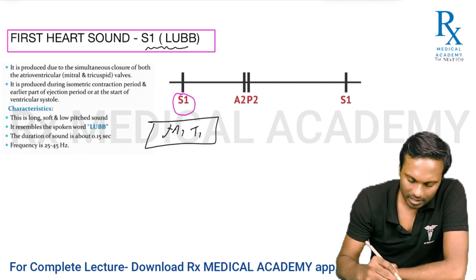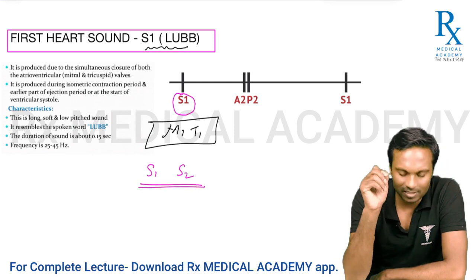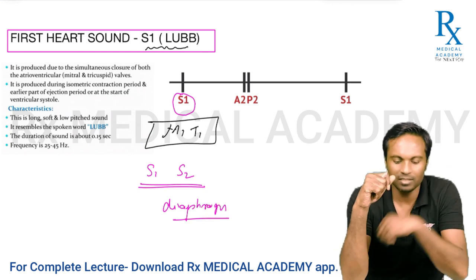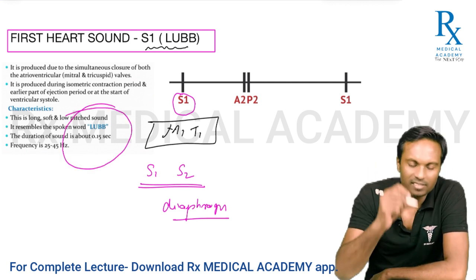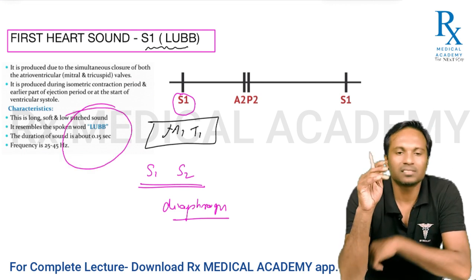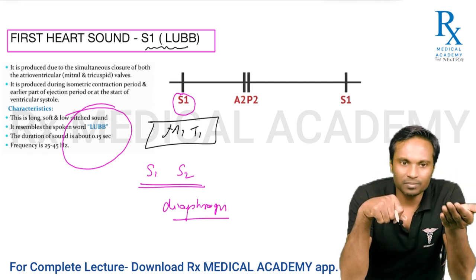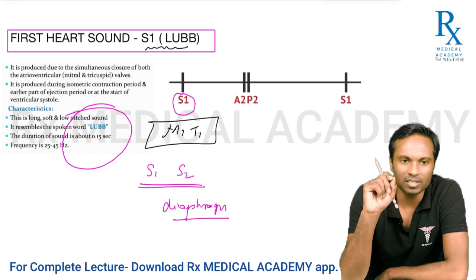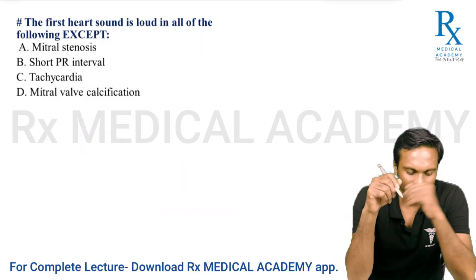I have already mentioned that S1 and S2 will be better appreciated with the help of the diaphragm, whereas S3 and S4 will be better appreciated with the help of the bell of the stethoscope. So this is very simple. Now the question arises, sometimes you get a pathological S1 in the form of either loud S1 or soft S1. So we will need to develop some concepts on how to study and memorize the causes of loud S1 and soft S1. Have a look at this question.